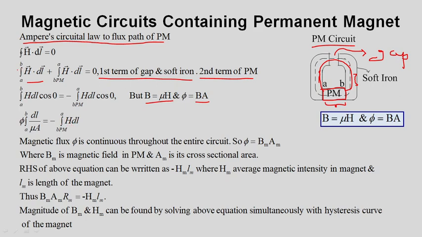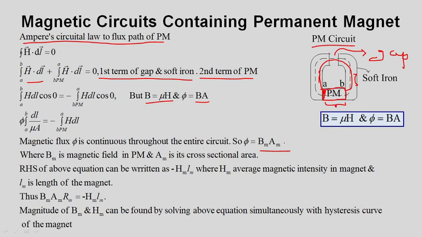So now here you will find that here it is a loop, but here it is not a loop, it is a part of the loop. So here it is a loop integral, closed path. Here it is a half part and here another part. Then the magnetic flux is continuous throughout the entire circuit. This flux is continuous. So the flux is Bm into Am. Bm is the magnetic field in the permanent magnet, and Am is the cross section area of the bar magnet. So the magnetic flux will be there over the cross sectional area of this permanent magnet. So phi equal to Bm Am.